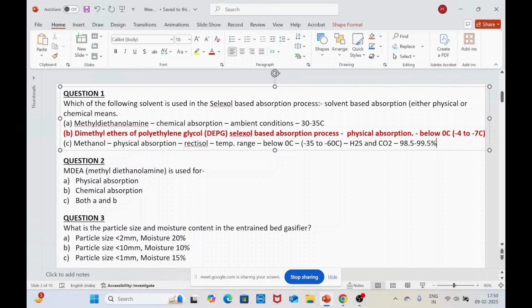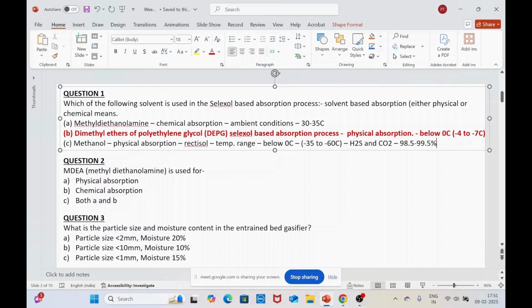So this process is like this: you have your feedstock which is fed from the top, and then this solvent goes from the bottom, they come into contact, and the absorption process takes place. Then the gas is released out, and the dirty solvent is taken from the top. So this is the process.